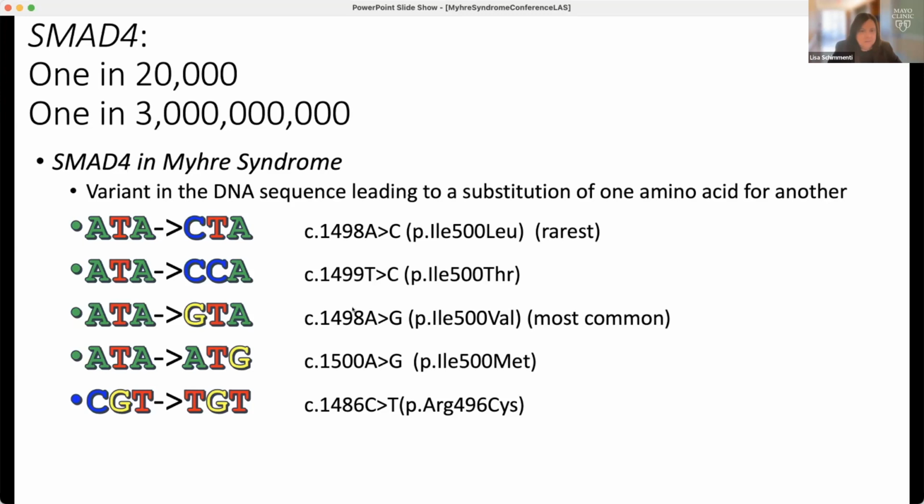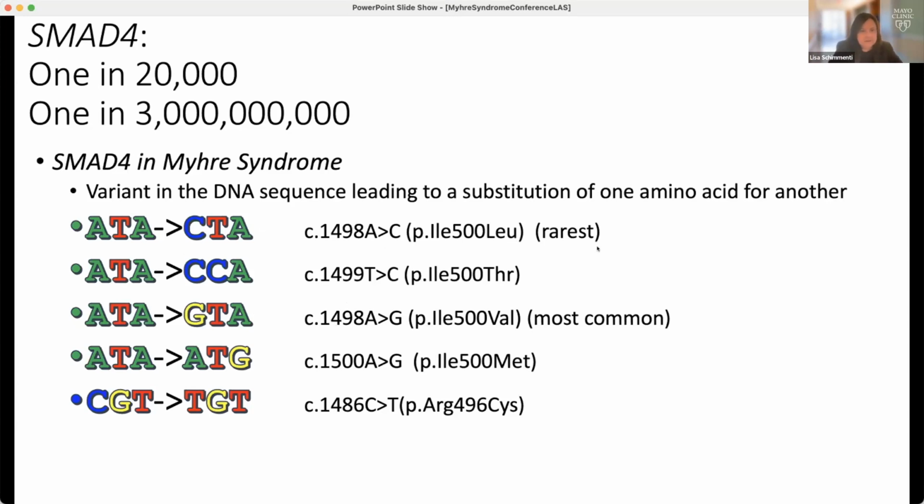So I'm going to start with the most common. At position 1498, there should be an A present, and instead there's a G. And so it changes the triplet code from the amino acid isoleucine to the amino acid valine. And that's the most common variant we see in individuals with Myhre syndrome. We can also see at position 1498, there should be an A, but instead there's a C. And so that changes an isoleucine to a leucine.